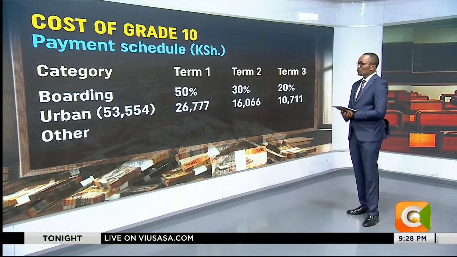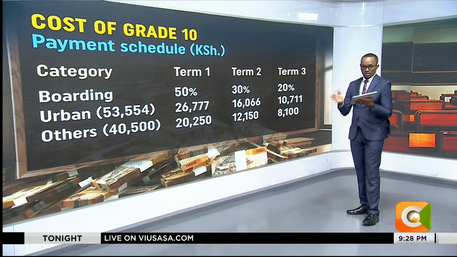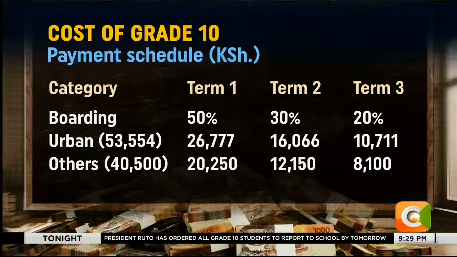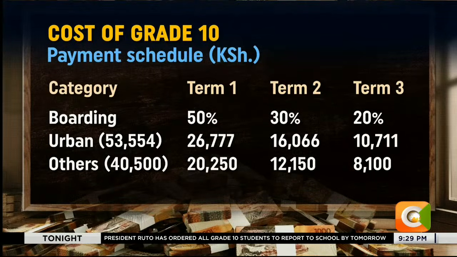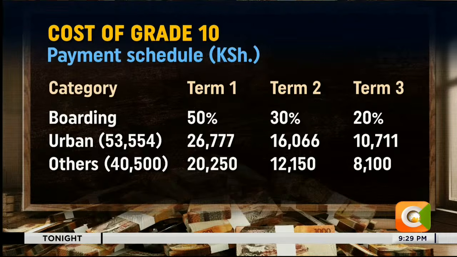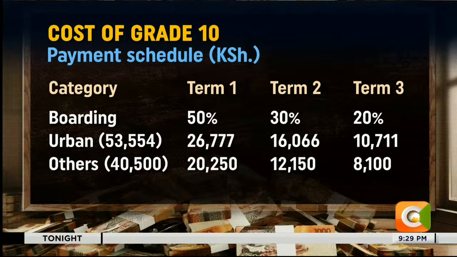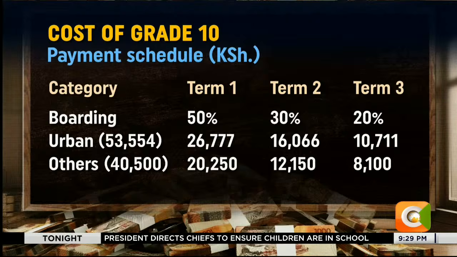But when it comes to payment schedule, both the capitation released to the institutions and also when parents are paying, it is paid on a ratio of 50, 30, 20. 50% in first term, 30% in the second term, and 20% in the third term. That's the ideal situation, but sometimes the Ministry of Education or the government has been late in disbursing, and therefore it means that parents should pay for the first time.